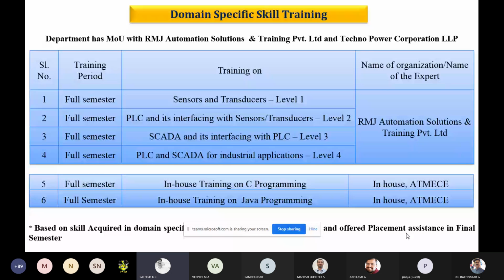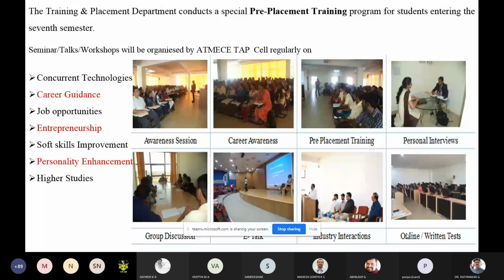Along with the domain-specific training on PLCs and SCADA, we also provide in-house training on C programming and Java programming to our students. Also, from the centralized placement cell, we are going to conduct special pre-placement training programs for the students entering the 7th semester. A number of seminars, talks, and workshops will be organized by the centralized placement cell on concurrent technologies, career guidance, entrepreneurship, soft skill improvement, personal enhancement, and also on higher studies.